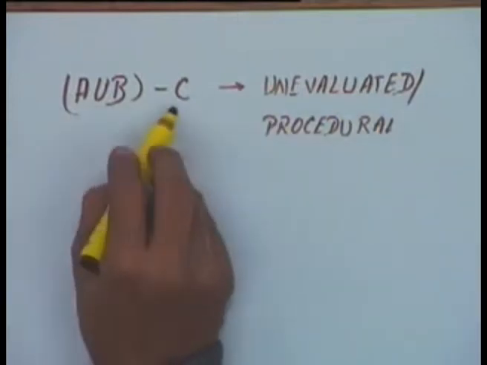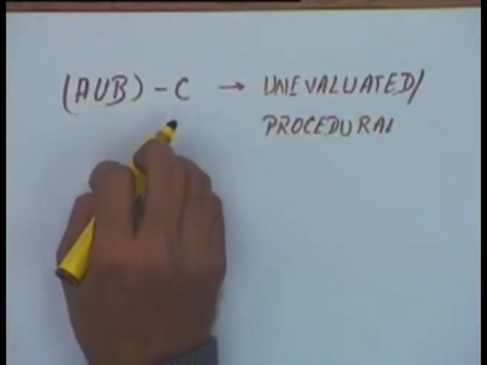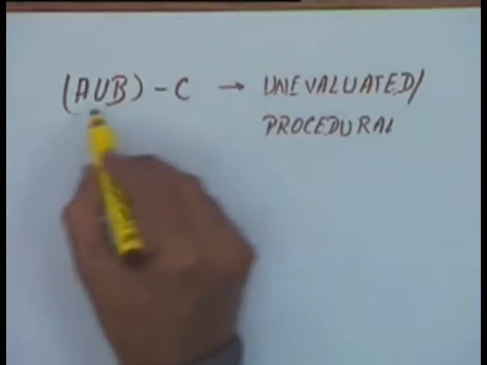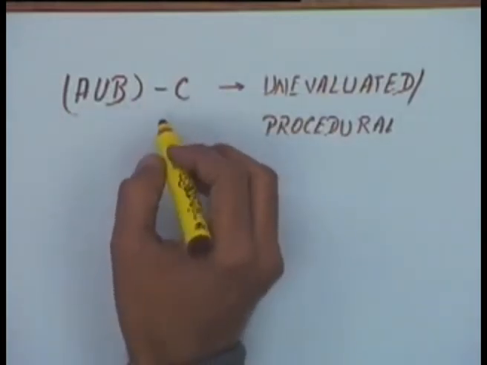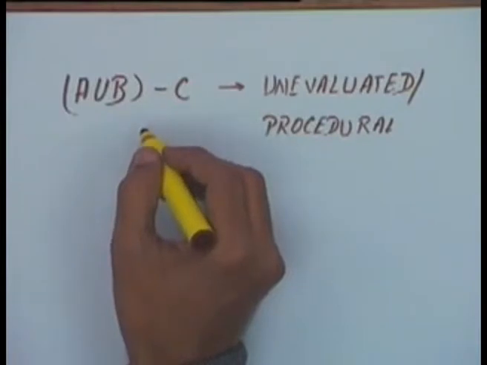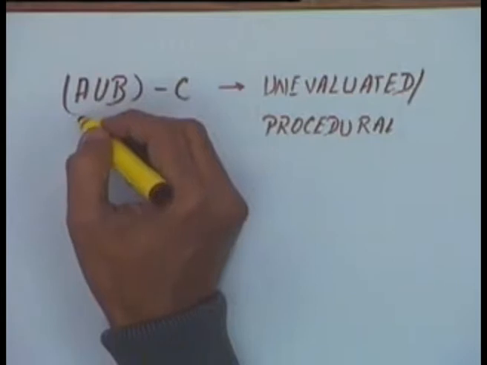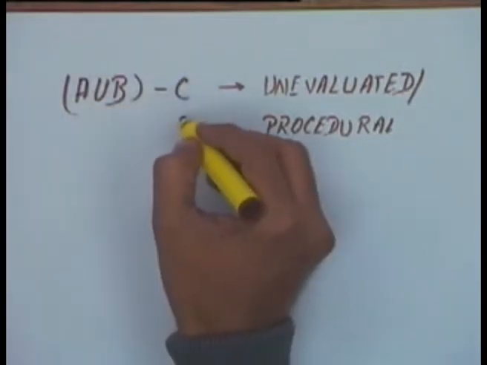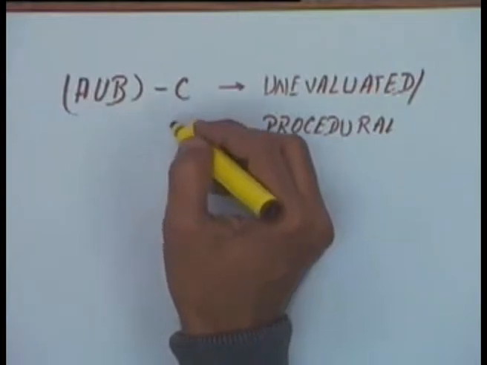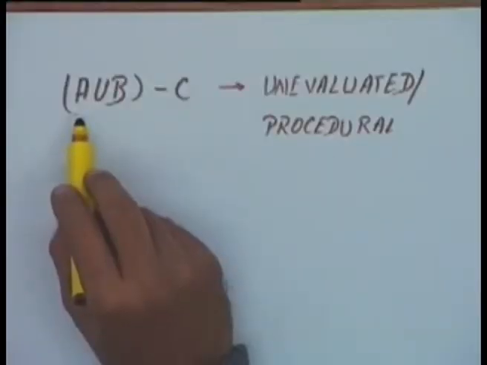Procedural because it is giving the procedure of how the object is being constructed. Unevaluated because it is giving an expression and not the final representation that would be needed for the solid. Only when we evaluate this model, that means we get the information of this solid in terms of what are the faces which constitute it and so on. Only then we will call that an evaluated form.